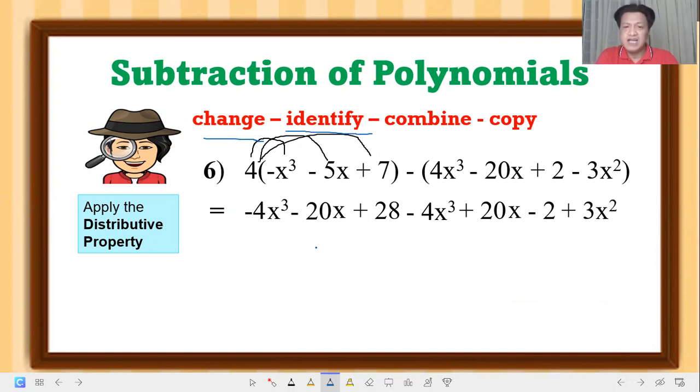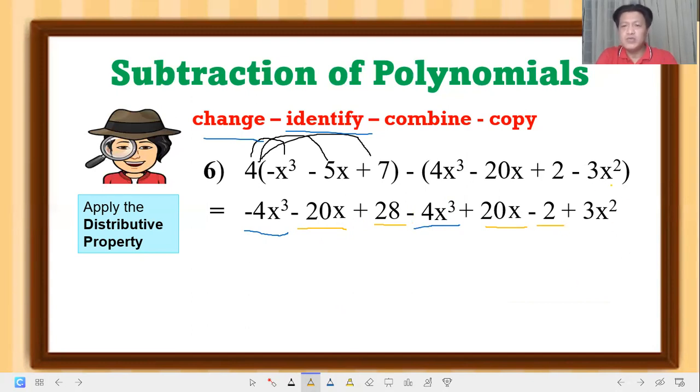Sino yung like terms natin? Tignan natin yung kanilang literal coefficient. Ito, negative 4x cubed tsaka si negative 4x cubed. Kasi sila ay same yung exponent tsaka yung kanilang variable. Okay. Also, negative 20x tsaka positive 20x. First degree kasi sila. And also, okay, so sino pa yung ating? Si 28 tsaka si negative 2 kasi both constant.